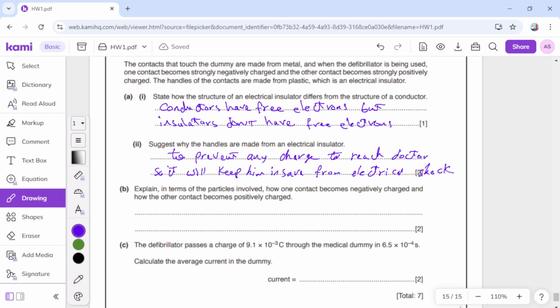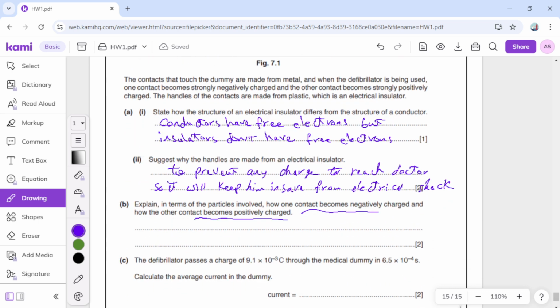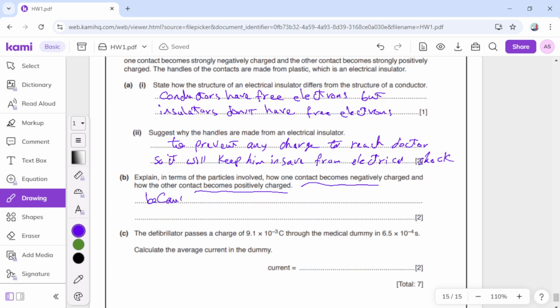In terms of particles involved, explain how one contact becomes negative and the other one becomes positive, because one contact is connected to the positive terminal and the other one is connected to the negative terminal. Okay, terminal means like a battery, for example. So because one contact is connected to positive, and the other one is connected to negative.